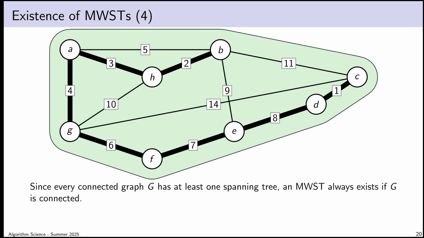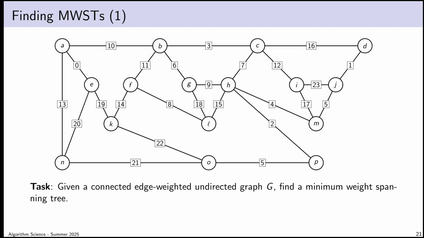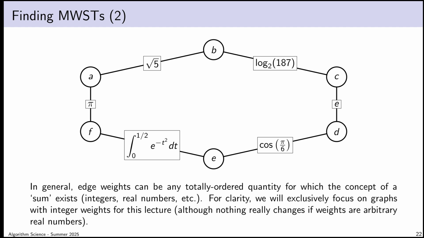So, we are going to consider only connected graphs and observe that because every connected graph must have a spanning tree, there must always be a minimum weight spanning tree if you're working with an edge-weighted connected graph. Okay, great. So our task in this lecture is, given a connected edge-weighted undirected graph G, find me a minimum weight spanning tree. There could be more than one. Find at least one of them.